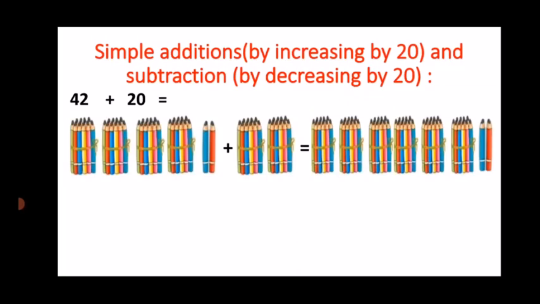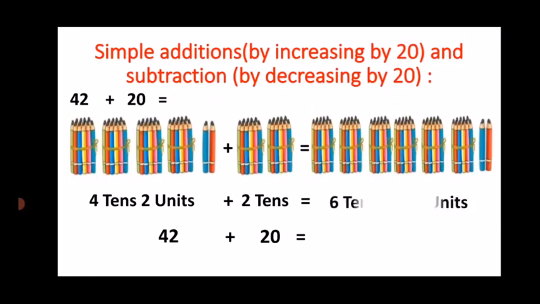So here you can see 4 bundles of pencils and 2 remaining pencils you can see here. So 4 bundles of pencils, that means 4 tens and 2 pencils, that will be 2 units. So 4 tens, 2 units, that means 42, plus you can see here 2 bundles of pencils, that means 2 tens, that means 20, is equal to 6 tens and 2 units, that means 62. So when we add 4 tens plus 2 tens, 2 units, we got 6 tens and 2 units, that is 42 plus 20 is equal to 62.